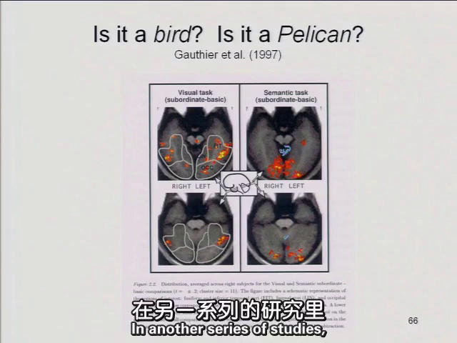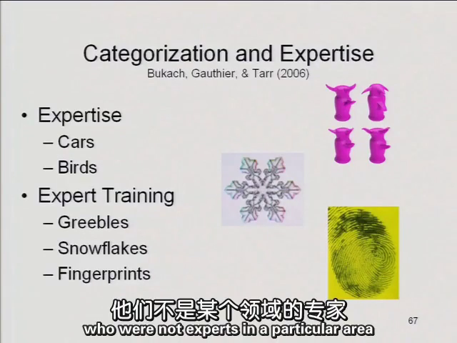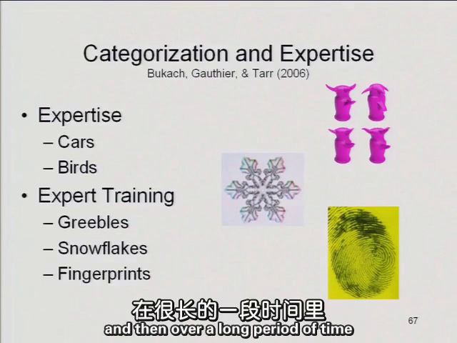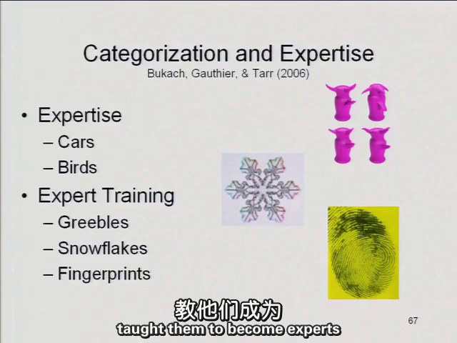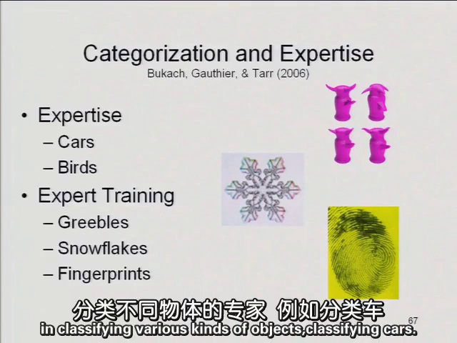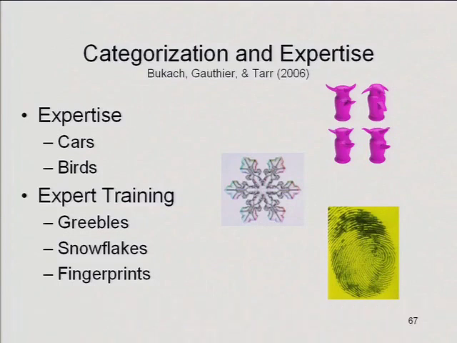In another series of studies, she actually took college students who were not experts in a particular area, and over a long period of time, she actually hired them as work study students, and taught them to become experts in classifying various kinds of objects. Classifying cars, is this a car? Is this a Buick Riviera? Okay. Birds, is this a bird or is it a pelican?